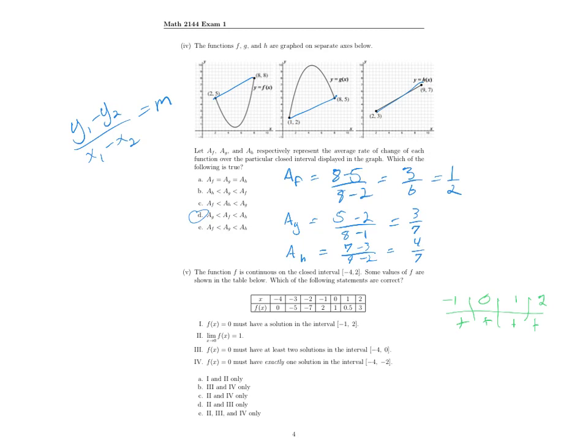So this statement isn't true. There's no guarantee that I have to cross. We would have to have one of these signs over here be a negative to guarantee some sort of cross. So 1 is out, which means we can also take out solution A.